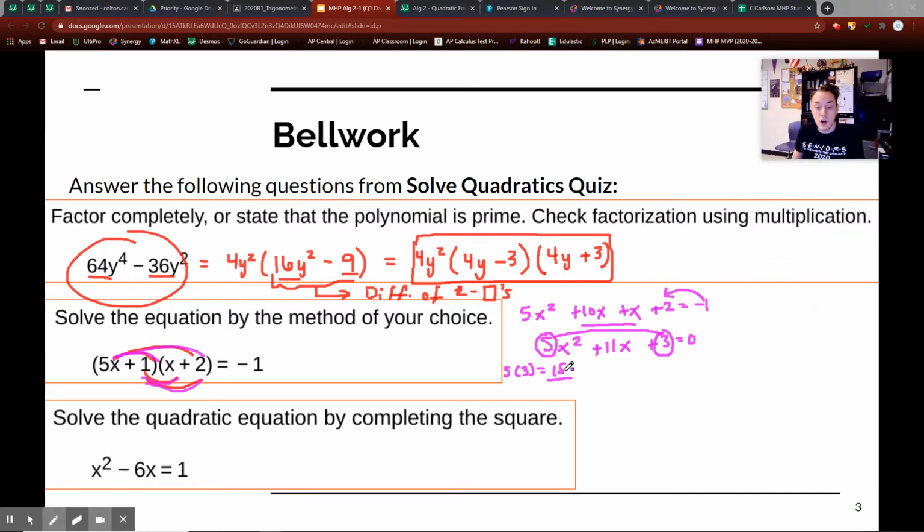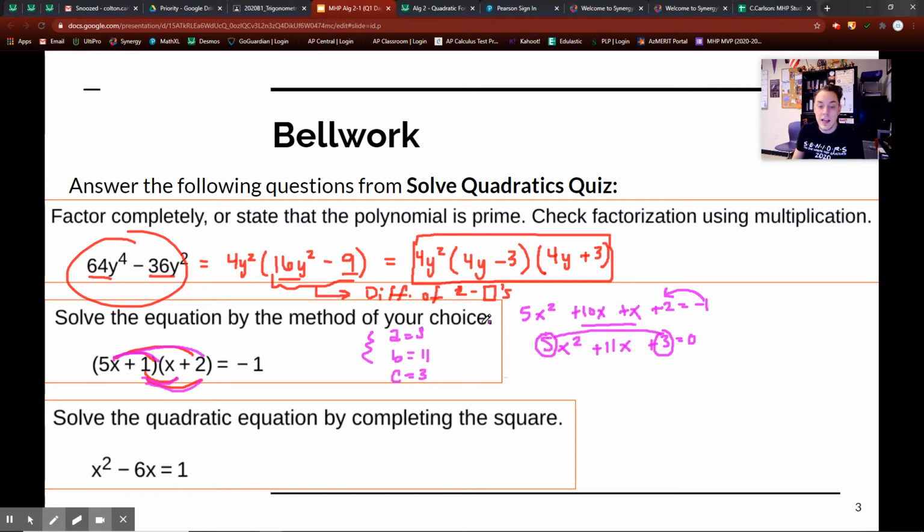So I noticed that the only factors of 15 are 3 and 5, and 15 and 1. Those are the only factors of 15, so there's no way I can get to 11 there. That's the problem, which means I'm going to erase that because I cannot solve it that way. I need to solve it using the quadratic formula. So my A in this case is 5. My B is 11. And my C is 3.